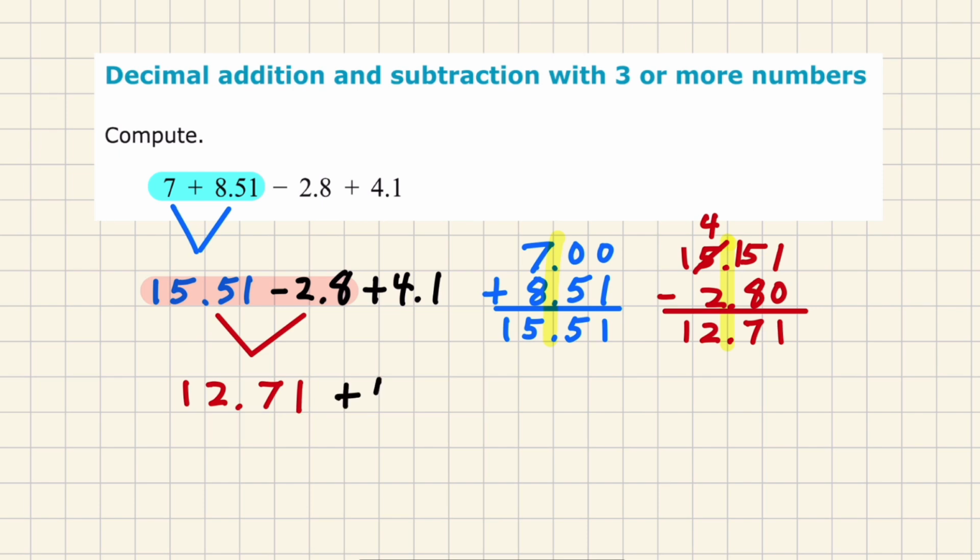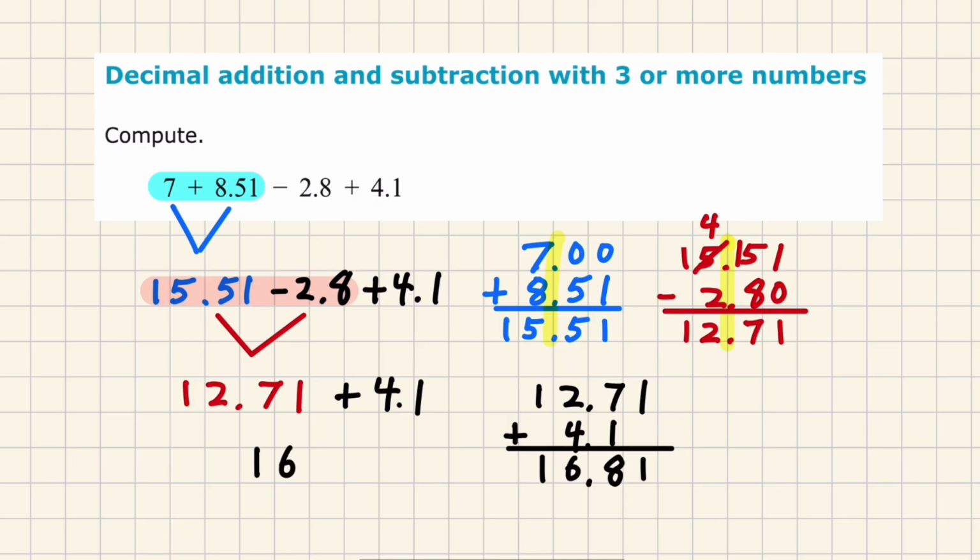We have one more operation. We need to add that 4.1. Adding, we would again line up the decimals. So 12.71, 4.1. Adding this time, on the far right, 1 plus 0 is 1, 7 plus 1, an 8, 12 plus 4, a 6, and 1 plus 0, 1. So 16.81 is our solution.